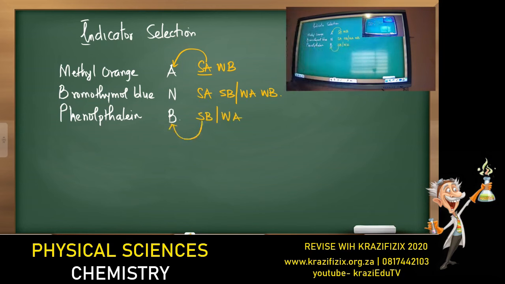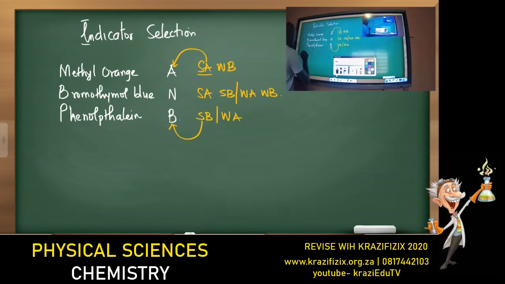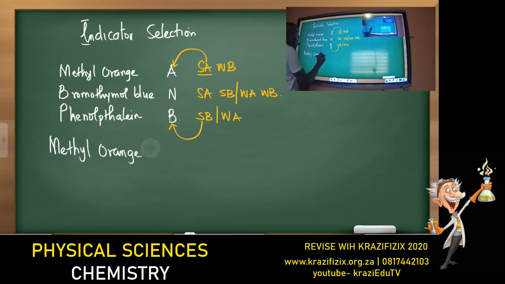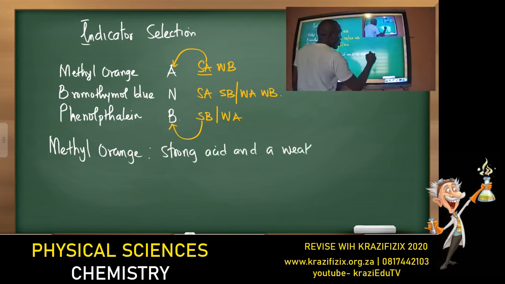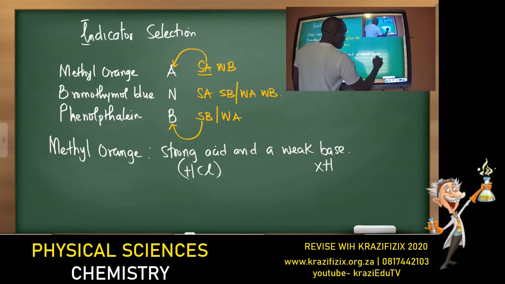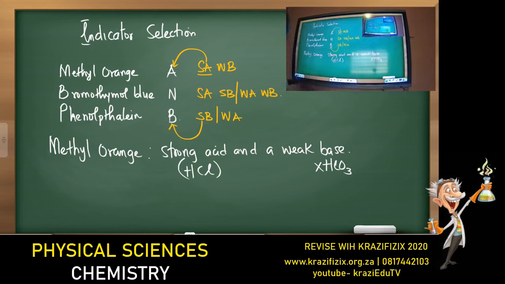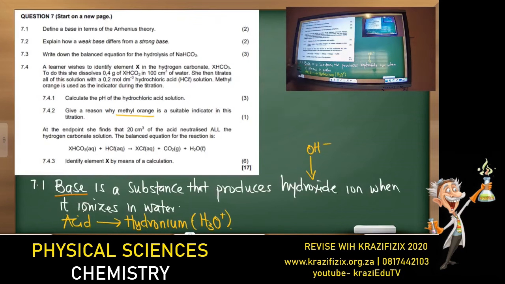So the examiner says, why are we using methyl orange here? We use methyl orange because we have a reaction between what? A strong acid and a weak base. I told you that carbonates are bases. Hydrochloric acid is a strong acid, and whatever carbonate this, hydrogen carbonate this, it is a weak base. Carbonates are weak bases. Beautiful. Okay, I hope that also helped you there.